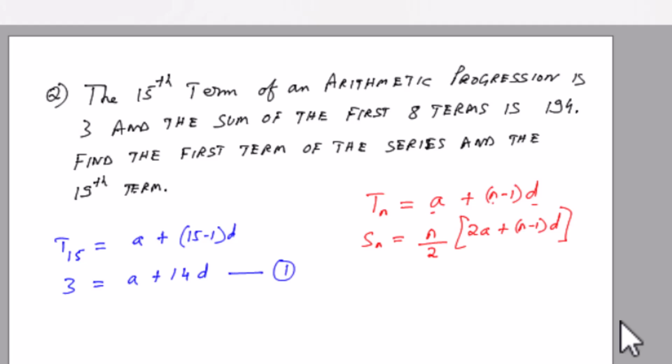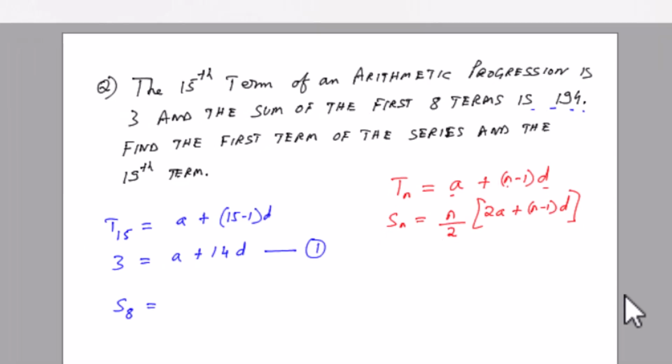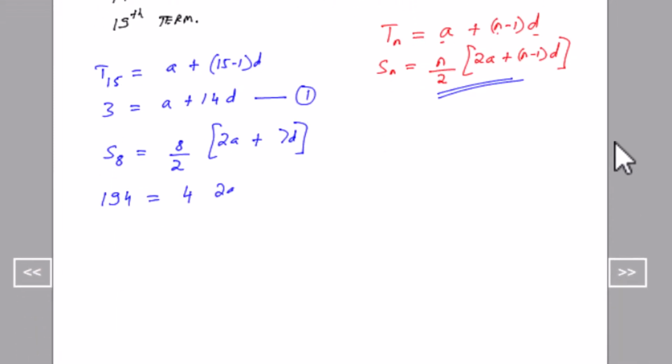Now, what is the next sentence? The sum of the first 8 terms is 194. So the sum of the first 8 terms, going by this formula, is 8 by 2 into (2a plus (8 minus 1) into d), and 8 minus 1 is 7, 7 into d. And what do we have as the sum of 8 terms? 194. So we have 194 equal to 8 by 2, which is 4, into (2a plus 7d). If we simplify it further, 194 equal to 4 2s are 8, 8a, plus 4 7s are 28, so 28d. This is our equation number 2.